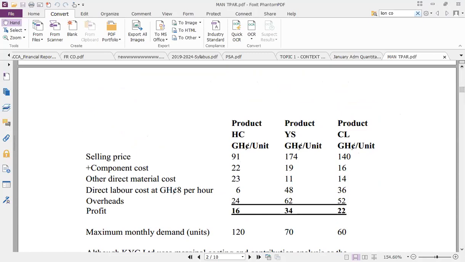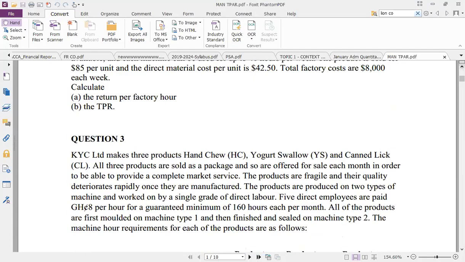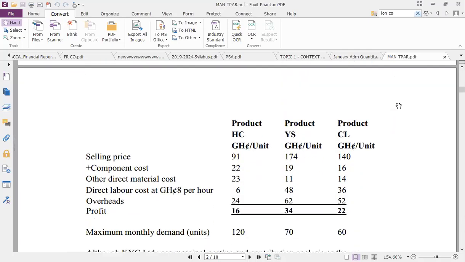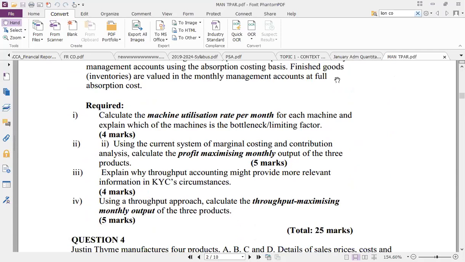This one is your examiner's past question. This is ICA November 2018 past question. So first of all, let's go to the comment and see. The examiner said, calculate the machine utilization rate for each of the machines and explain which of the machines is the bottleneck, a limiting factor. So the step 1, limiting factor, is going for 4 marks. So the calculation of the limiting factor alone is 4 marks. That's good news. And then the utilization rate alone, together with the bottleneck resource, that's 4 marks.